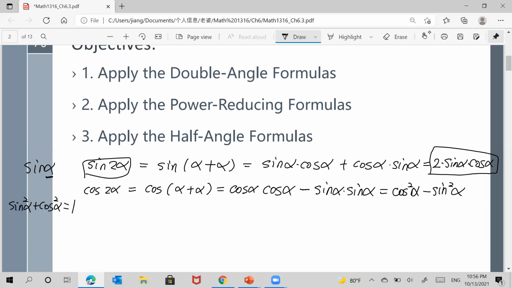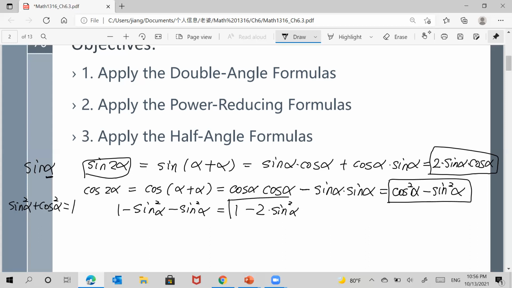So if it is replaced by 1 minus sine alpha squared, this term is this, and minus the following term, sine alpha squared. That means 1 minus 2 times sine alpha squared. So cosine 2 alpha equals this term, also equals this.